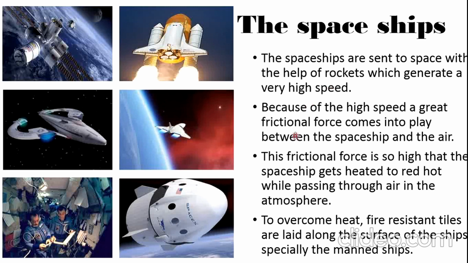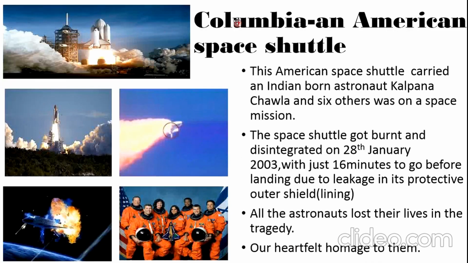Spaceships. Spaceships are sent to space with the help of rockets which generate a very high speed. Due to this high speed, a great frictional force comes into play between the spaceship and the air. The frictional force is so high that the spaceship gets heated to red hot while passing through the air in the atmosphere. To overcome heat, fire-resistant tiles are laid along the surface of the ships, especially the manned ships.